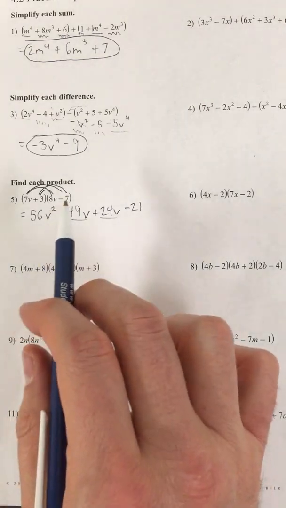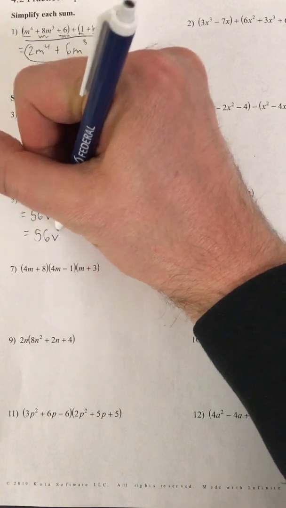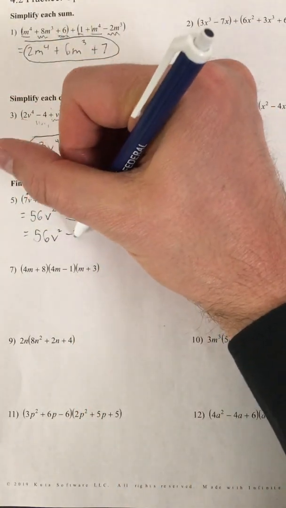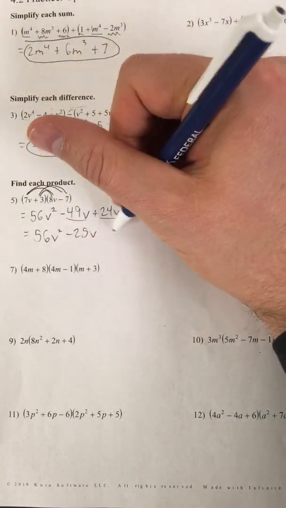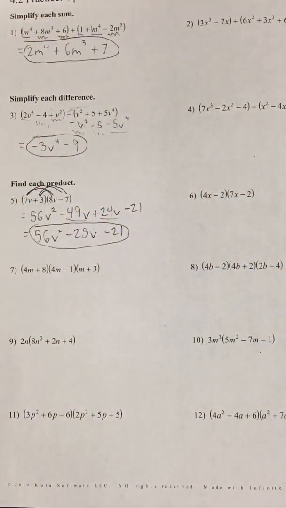Remember, they have to have the same exponent to be like terms. So I'm leaving this 56v squared alone, but negative 49v plus 24v is going to give me negative 25v. And then I've got that minus 21. That's going to be my answer.